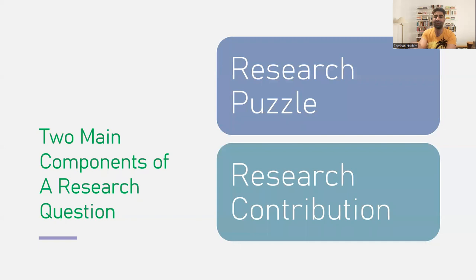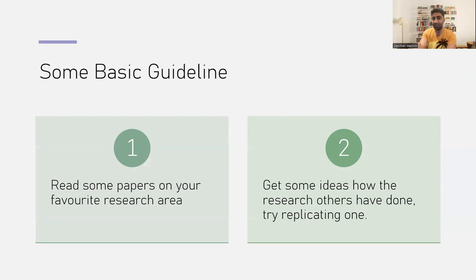And some basic guidelines. The first is that if you are not able to decide about your research question and you are struggling with it, the first thing is to read some relevant papers in your favorite research area. That's very easy. Go to Google Scholar, put in the title or the research area in which you want to work, and then find the papers and read some papers, and you will be able to find some ideas.